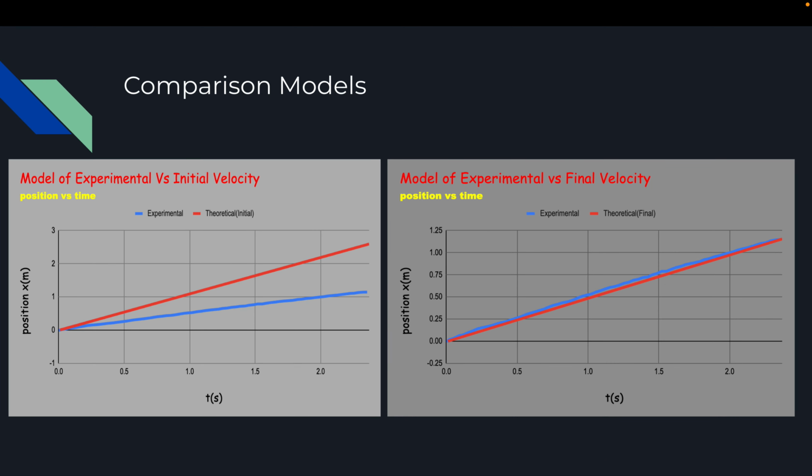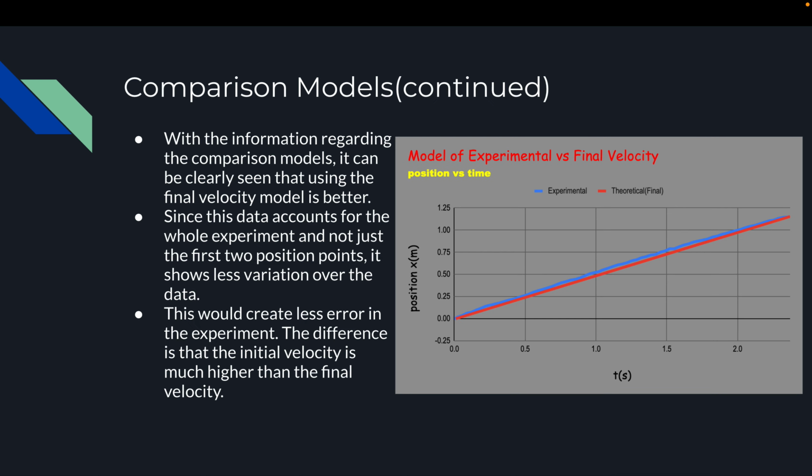If we compare the models, each of these has a copy of the experimental data on it, and each of them also has a copy of the theoretical model. The theoretical, in this case, would be the initial and the final. As you can see, there's a lot more difference between the initial and the final, and that's what I expand upon here.